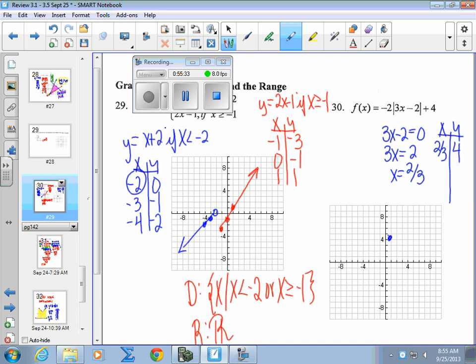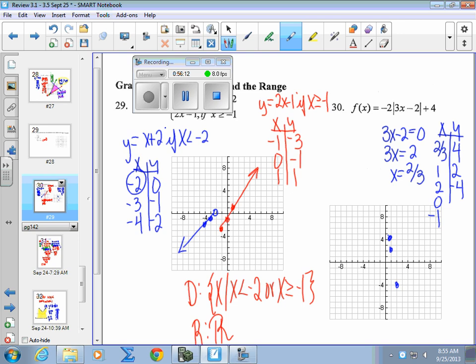Then we want to choose some numbers to the right and some numbers to the left. I'm going to choose 1 and 2 and choose 0 and -1. So if I plug in 1, I get 3 minus 2 is 1, times negative 2 is negative 2, plus 4 is 2. So I have 1 and 2. If I plug in 2, I get 6 minus 2 is 4, times negative 2 is negative 8, so I get negative 4. So I have 2 and negative 4.